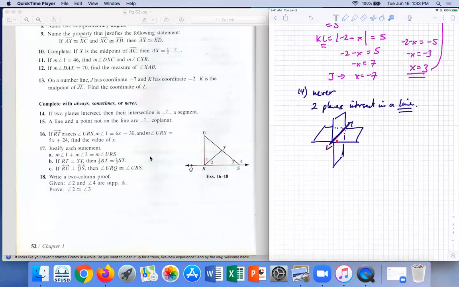Think of your walls in a room, right? You see a segment, but then a plane keeps on going. So that corner where the two walls meet, it will always extend. So that's why it becomes a line. That's why this is never.